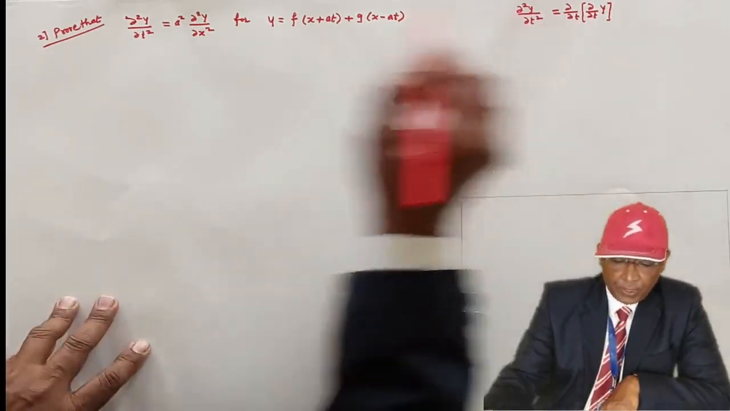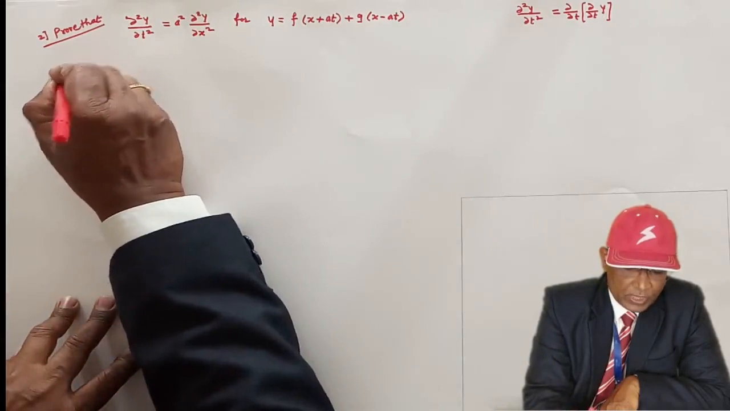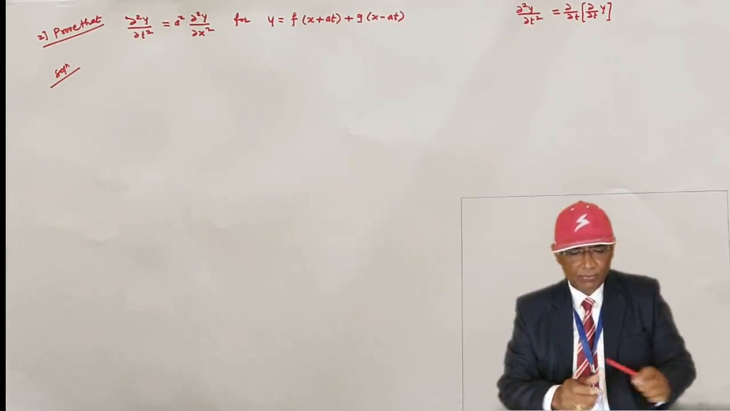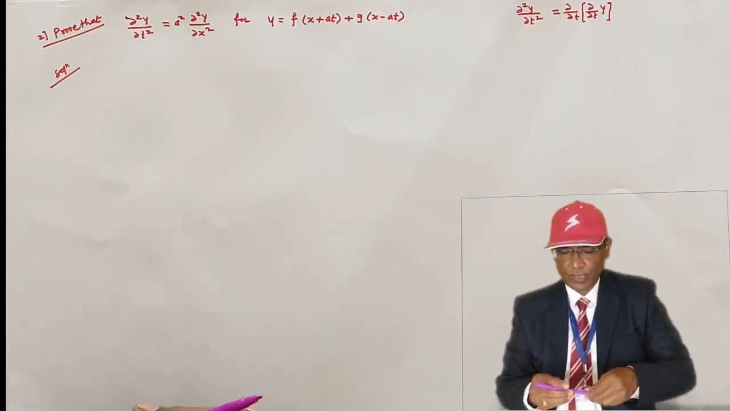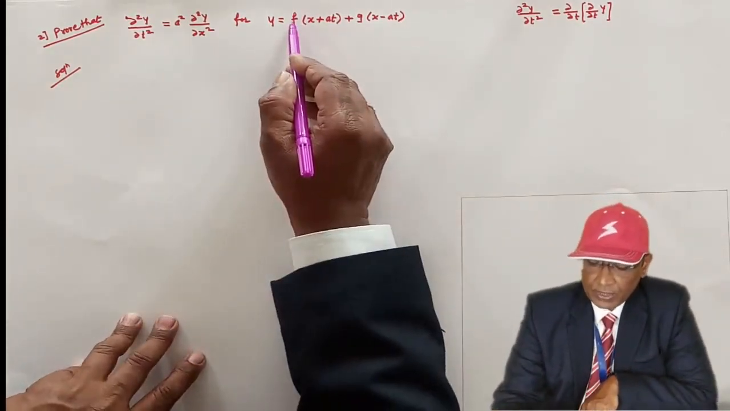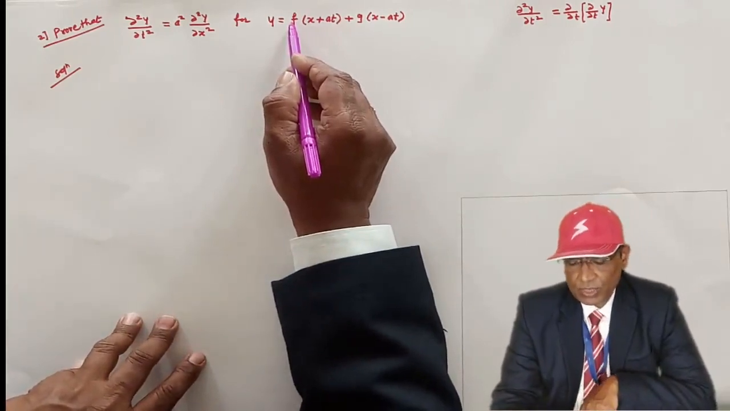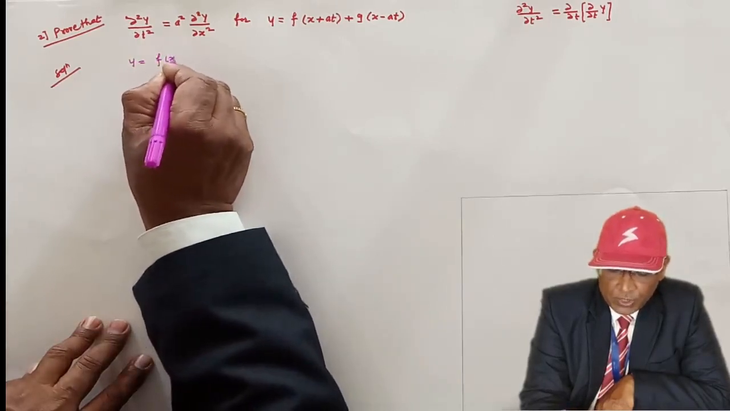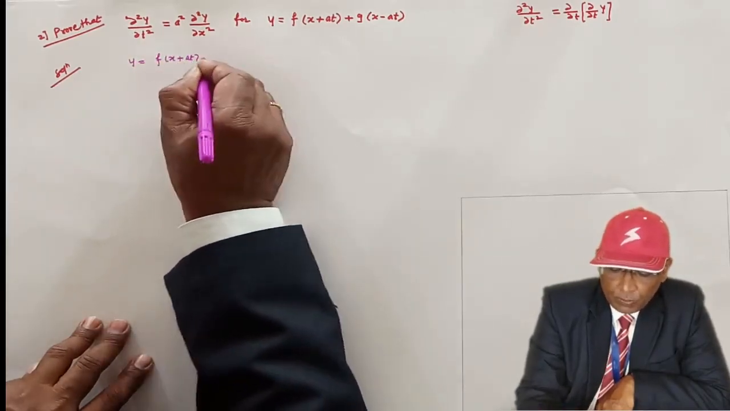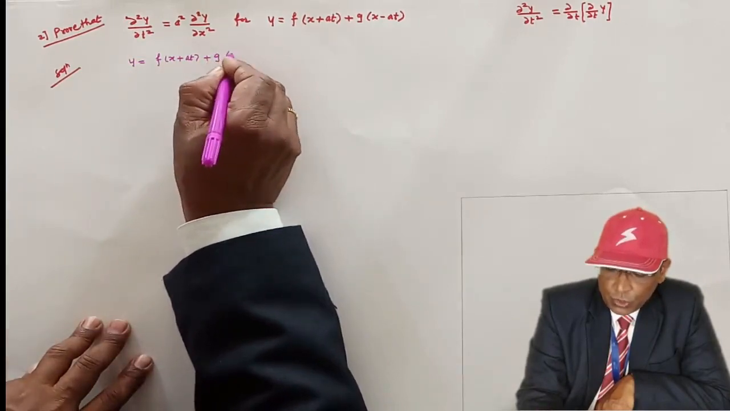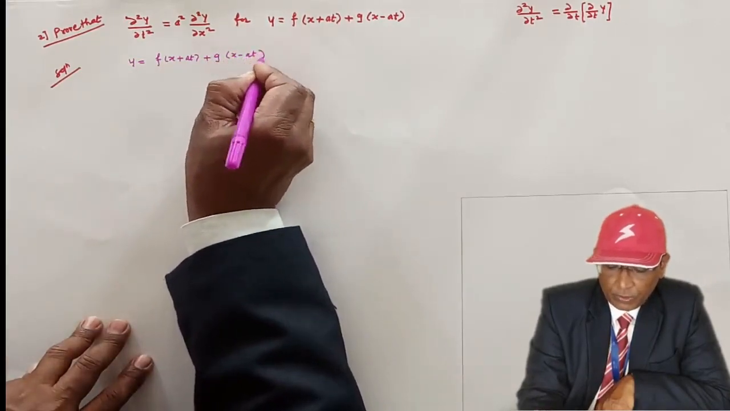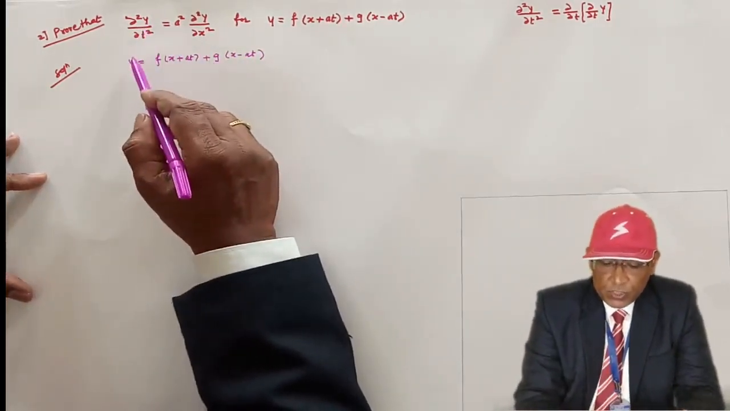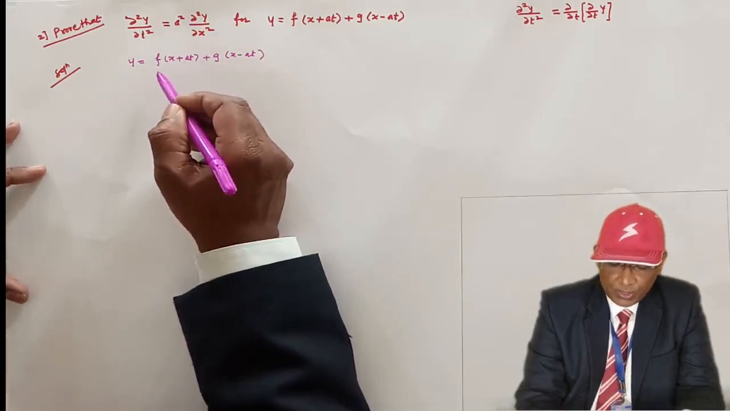Now y is given to you. The y is equal to f of x plus at. It is a function of f. f stands for any function. Instead of f, there may be sine, cos, square function, root function, whatever. So y is equal to function of x plus at plus function of x minus at. Okay. Now, I want double derivative of y with respect to t, double derivative of y with respect to x.